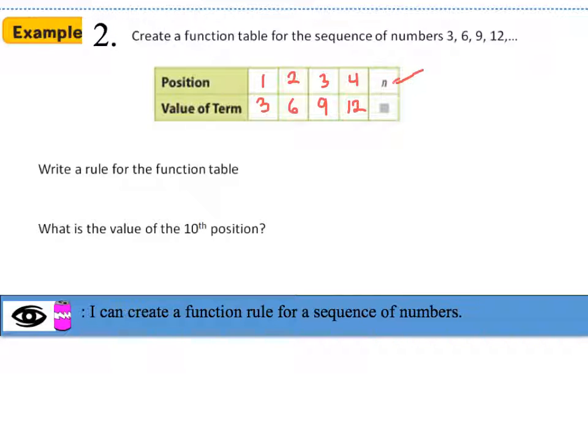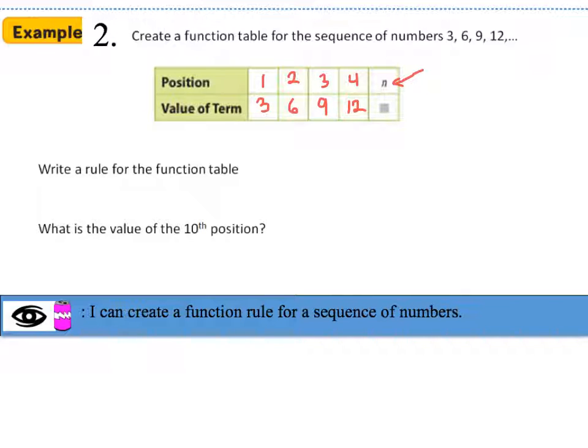Notice the next column, we have a value of n. So they're not necessarily placing the number 5 in there. It could be any number in the world. It could be the 20th position. It could be the 100th position. So it could be any number in the world. It doesn't have to be 5.